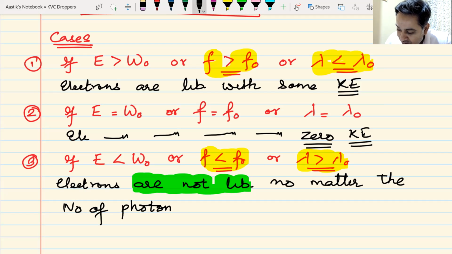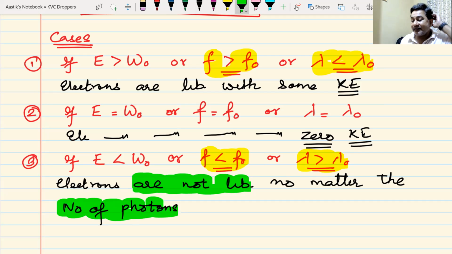You may have 10 million photons falling, but if the energy of the photon is less than your work function, there will not be any photoelectrons emitted or liberated. Do we understand this? Yes, sir. That is the most important thing of this chapter. If you understand these things, the entire chapter is done, my dear friends. You don't have to do even a single question. The entire chapter is done and dusted.